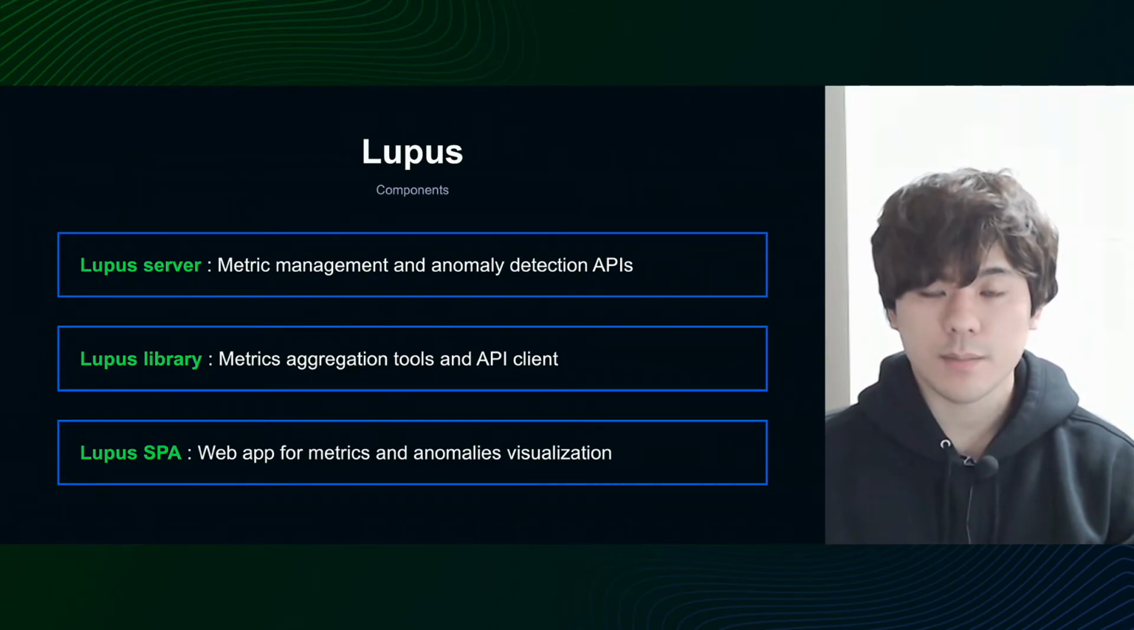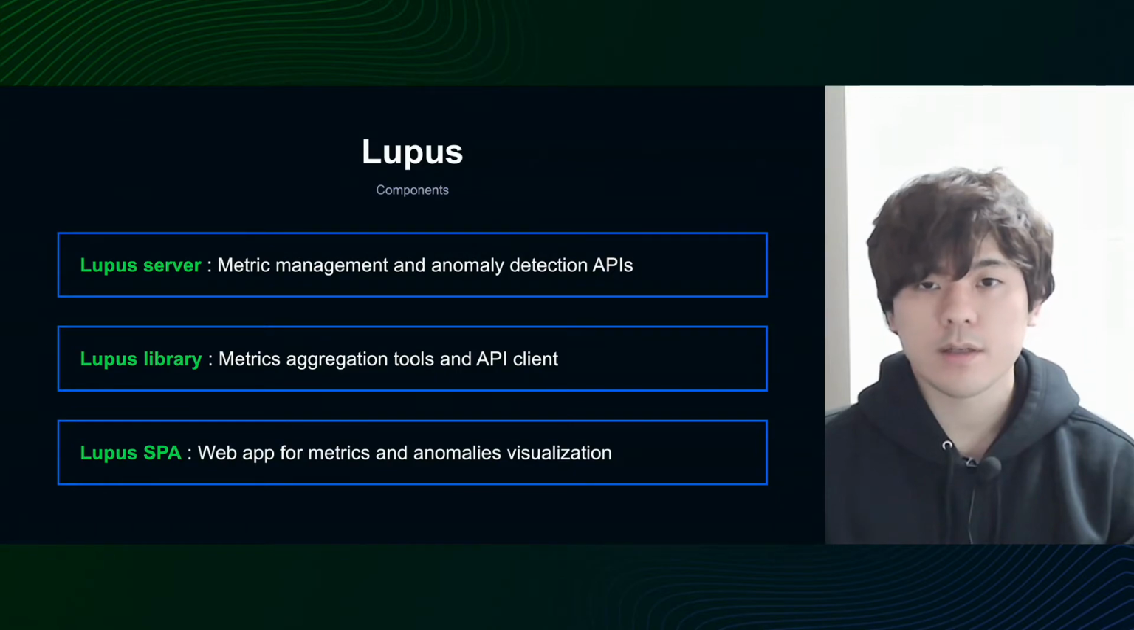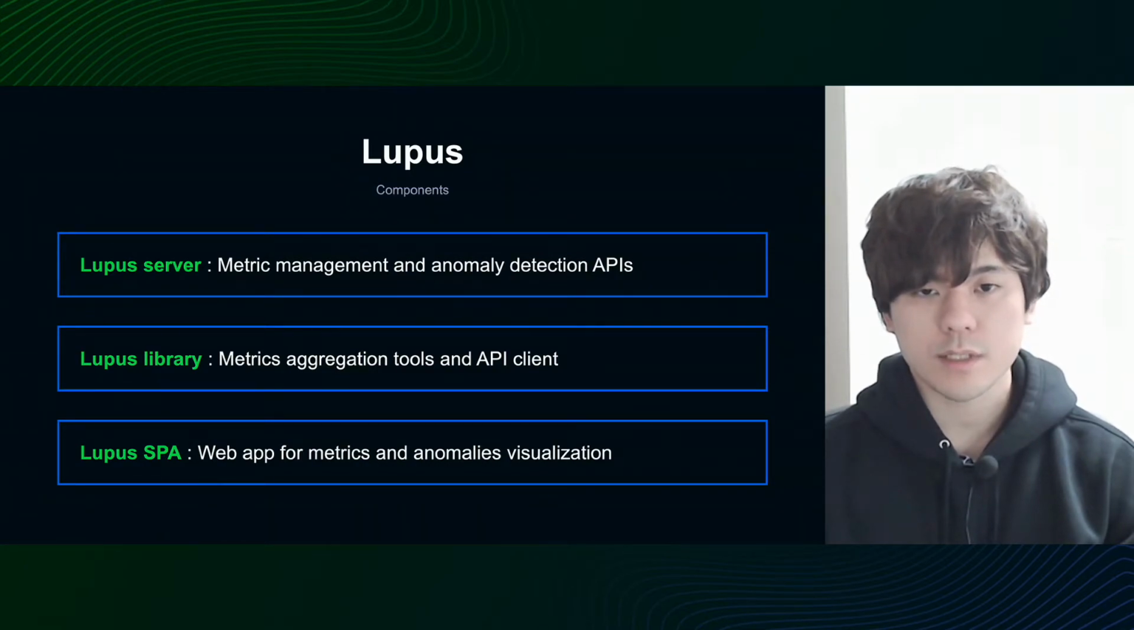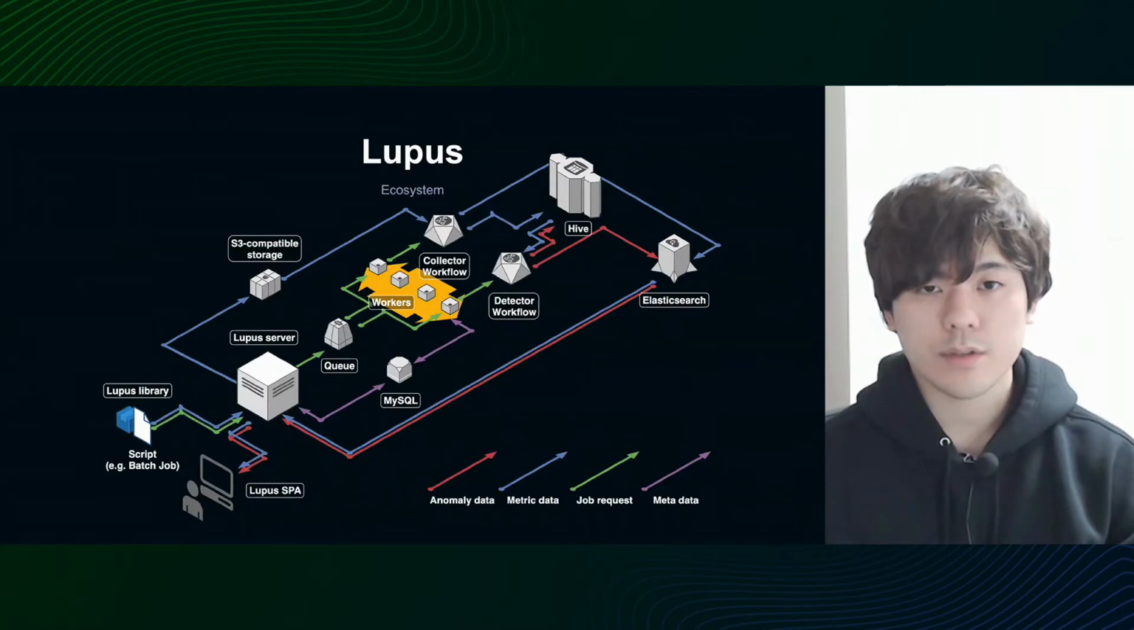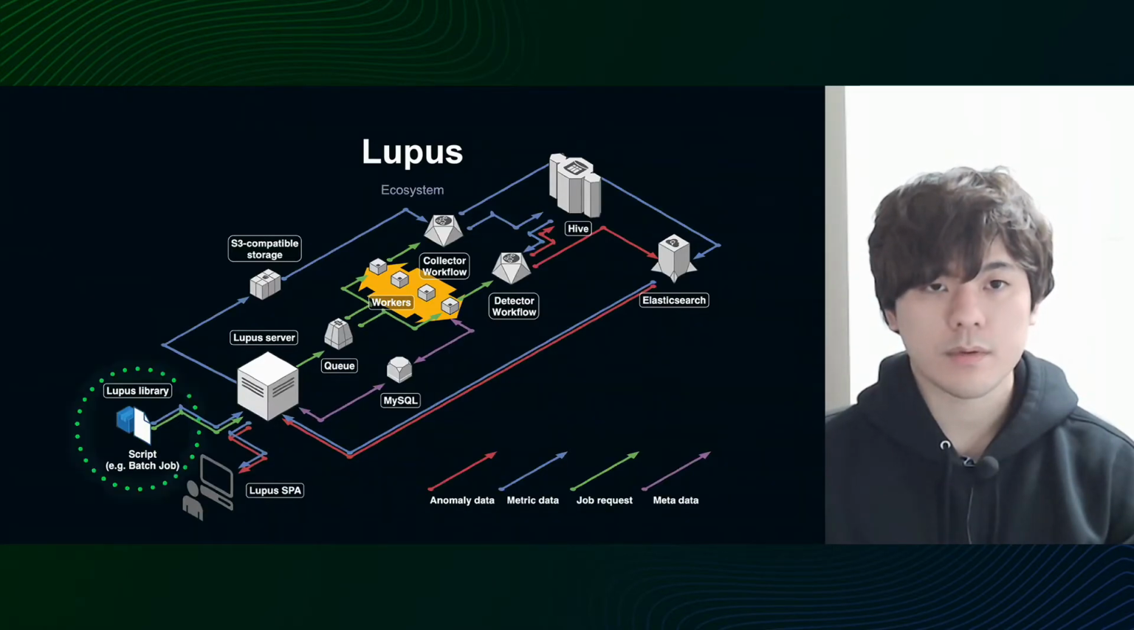Based on these concepts, Lupus consists of 3 components: the server, the library, and the SPA. The server provides APIs for recording metrics, anomaly detection, and alerting services, as well as authentication and meta-information management. The library is a Python library that provides a set of tools for general-purpose metrics collection and an API client for the server. The SPA is a browser application that allows for exploratory visualization of recorded metrics and alert information. This is the entire ecosystem of Lupus.